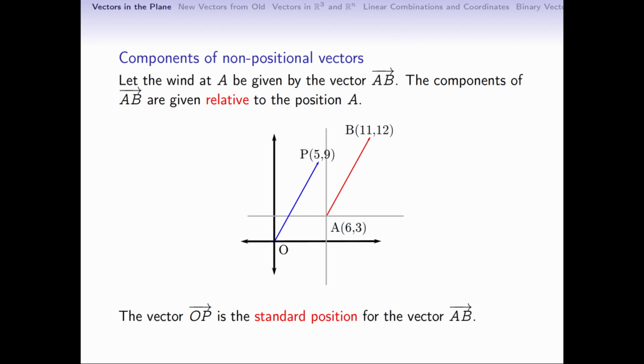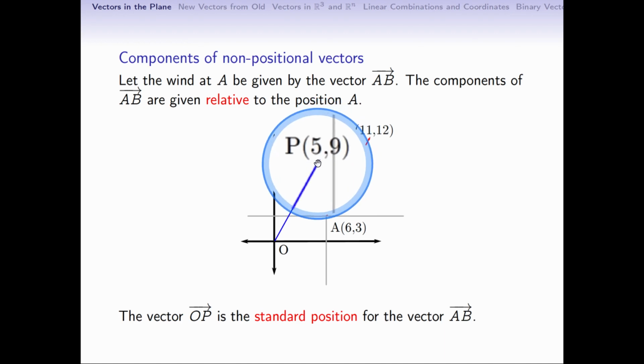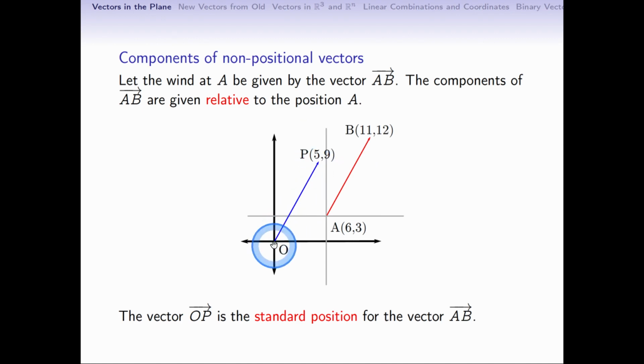Now, what's important to realize is I can take those components 5 and 9 and I can generate a point in the plane with those coordinates, and let's call that point P. So P has coordinates 5, 9. This generates a positional vector that of course starts at the origin and ends at the point 5, 9. And what we'll notice is that this positional vector has exactly the same components as the original vector from A to B. This, of course, is now a positional vector. Its base is at the origin. So the vector OP is what's called the standard position for the vector A to B.